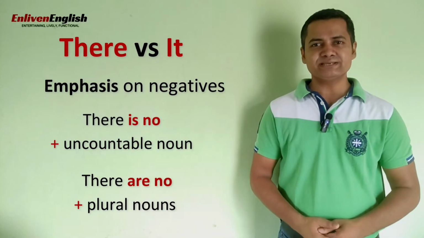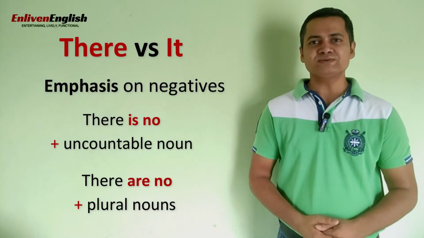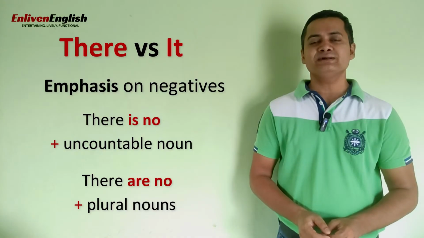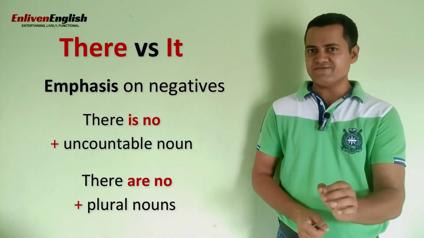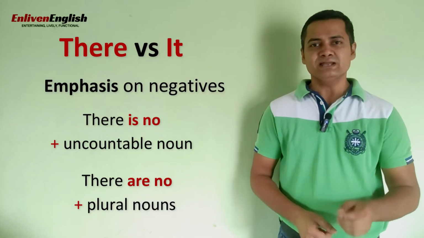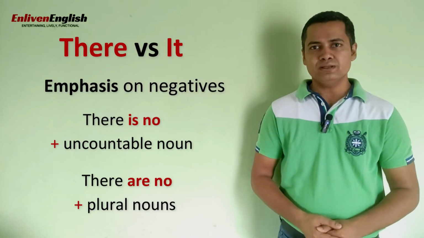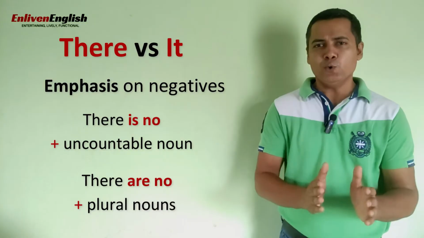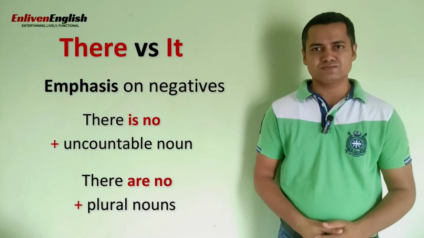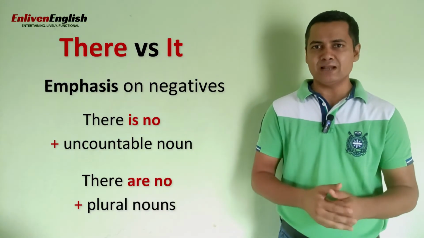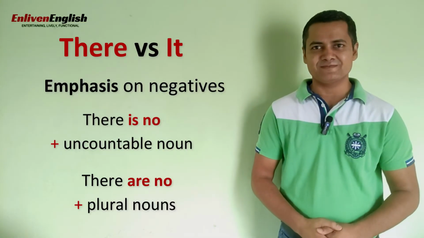In negative sentences, if we want to lay emphasis on negatives, then there are two sentence patterns that we need to follow. First, there is no plus uncountable noun, and there are no plus plural nouns. The following examples will help us gain better understanding.